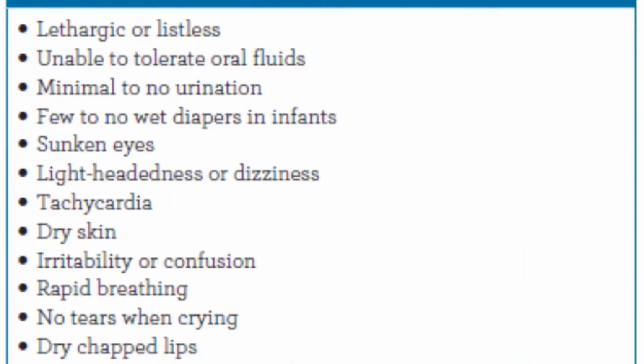Now let's throw some light on the complications. The main complication of viral gastroenteritis is dehydration, that is, a severe loss of water and essential salts and minerals from your body. If you are healthy and drink enough to replace fluids you lose from vomiting and diarrhea, dehydration should not be a problem.